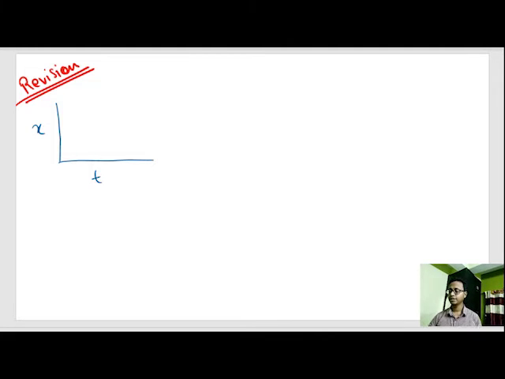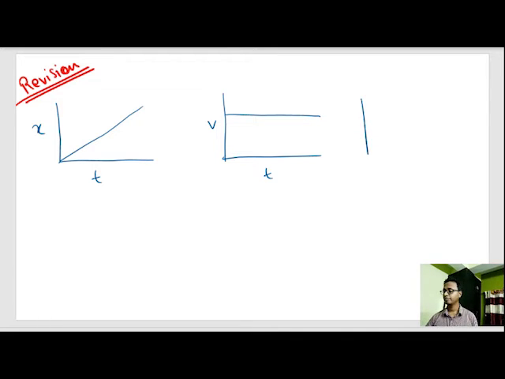So next we need to do some revision of the graphs that we studied earlier. Let's revise those graphs again. If you look back at your notes, you'll find these graphs: the XT graph, then the VT graph, and the AT graph.